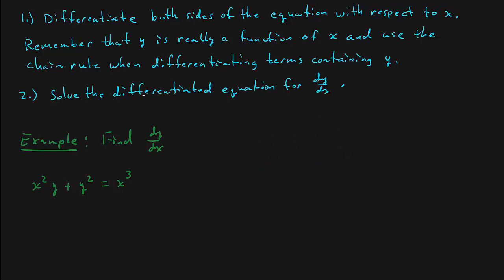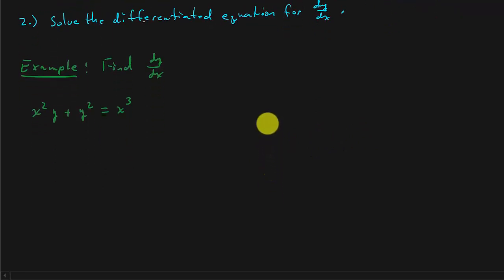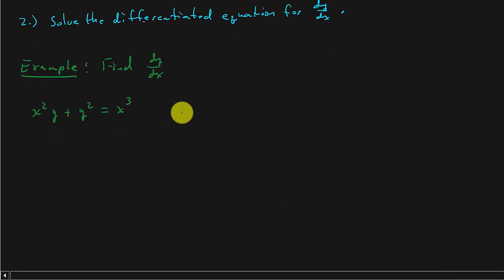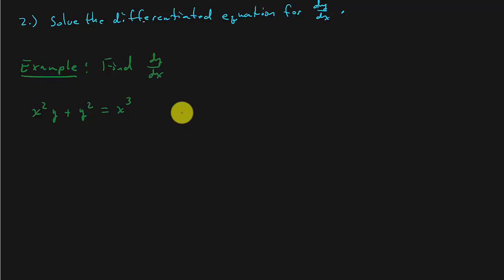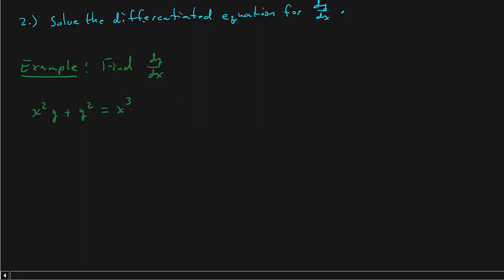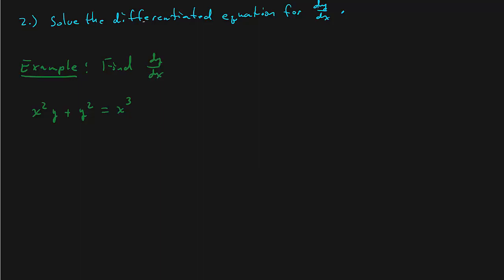All right, so let's find the derivative of this thing. So we differentiate each term. All the same rules apply, just like what you've learned so far. And the easy way to look at this is you take the derivative just like you normally do, but when you take the derivative of the y term, you just tack on a dy dx at the end. So let's work this problem and I'll show you.